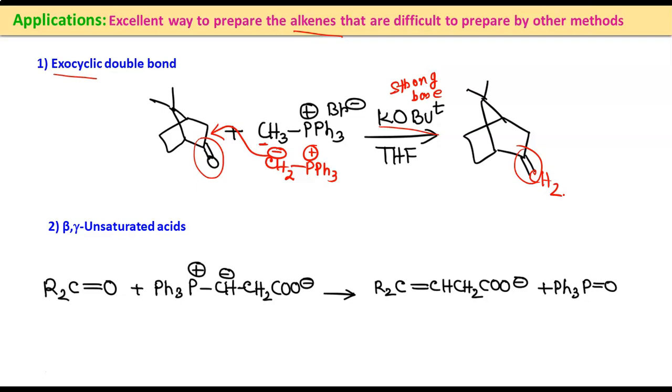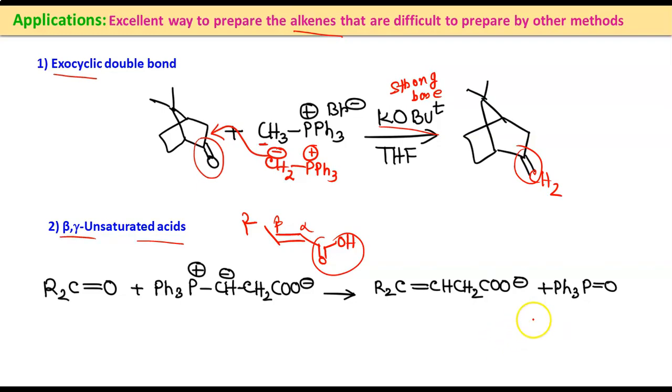Next example, now we will prepare a beta gamma unsaturated acid. Now this is something unusual. Normally we are habituated to seeing alpha beta unsaturated acid, because alpha beta unsaturated acid is more stable because resonance is present. So alpha beta unsaturated acid will be like this. With respect to the CO2H group, this position is alpha, this position is beta. So we are calling it alpha beta unsaturated acid, and because of resonance this type of acid is stable. So its preparation is also easy.